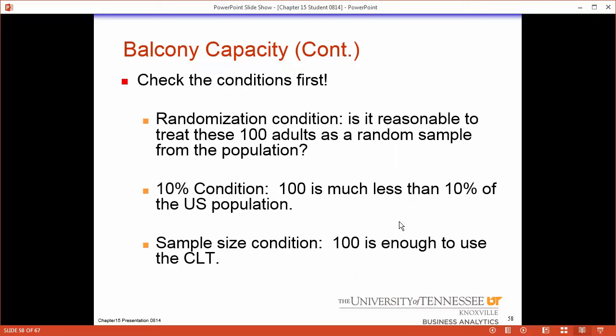We could check our conditions if we wanted. We've sampled less than 10% of people in the US. That's excellent. 100 is large enough to use the central limit theorem. And randomization, we would hope that these people were selected at random. If it's a wedding party, maybe not.